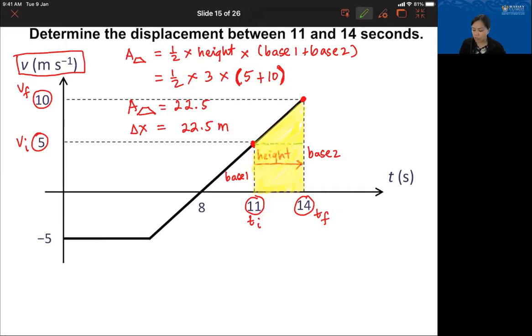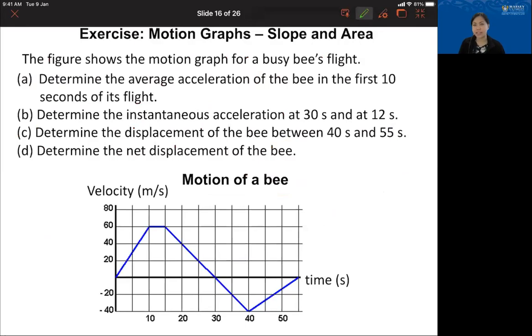So that's how we solve for the areas. Now let's look at this exercise, which will tie together what we've learned so far about motion graphs, the slope and the area. We are given here the velocity versus time graph of a bee's flight. It shows us the motion of a bee as it flies about. The graph is this blue line here. The x-axis is time in seconds, the y-axis is velocity in meters per second. So try and answer the questions here.